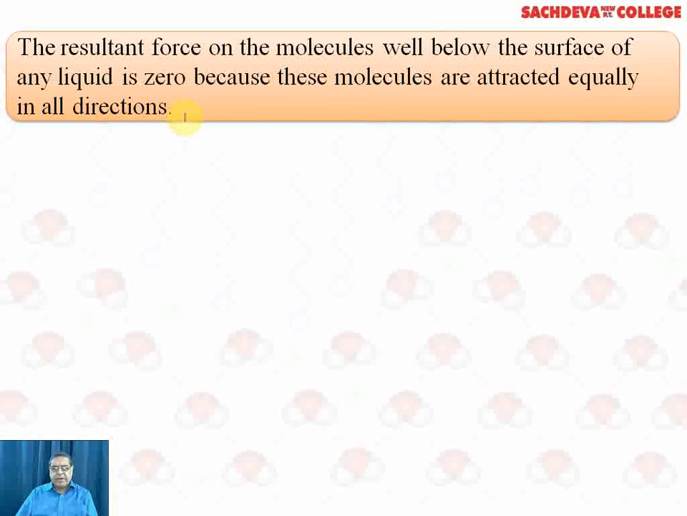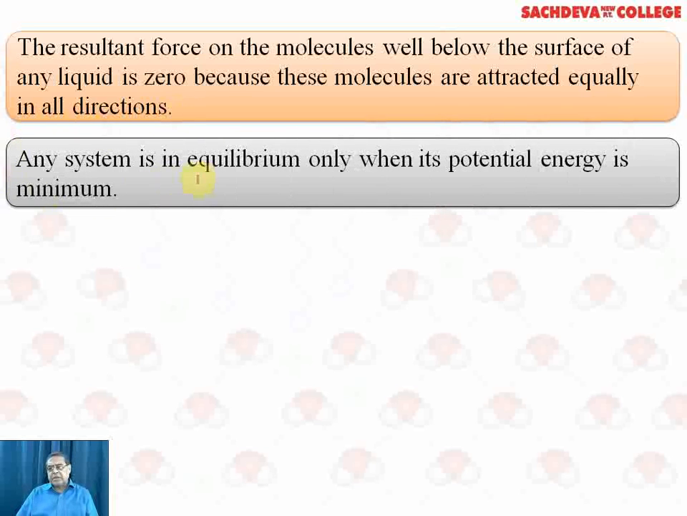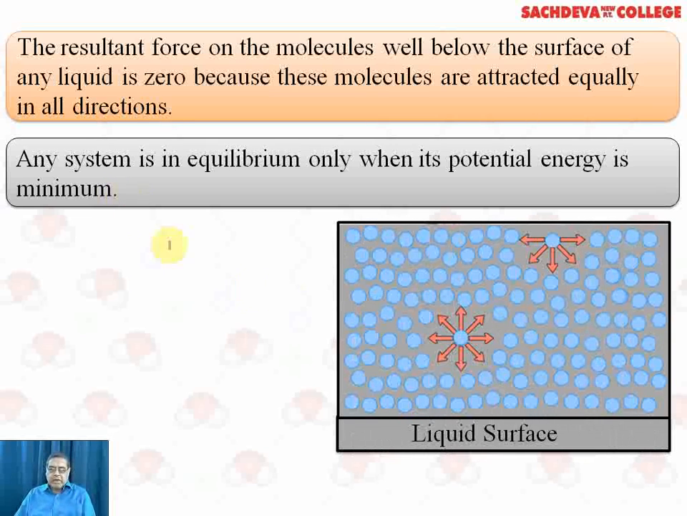This is what I have explained earlier, and this is called Pascal's law. And any system is in equilibrium only when its potential energy is minimum. So the molecules of that liquid will stay in equilibrium and their potential energies will be minimum. Now we are again finding the liquid surface.